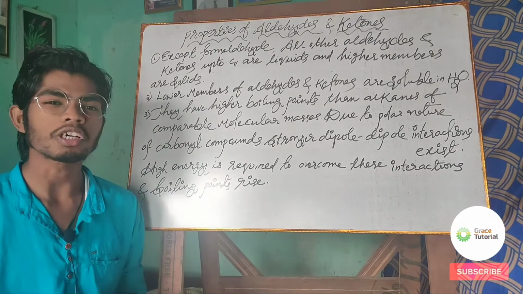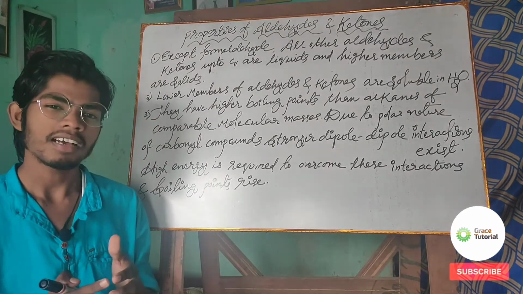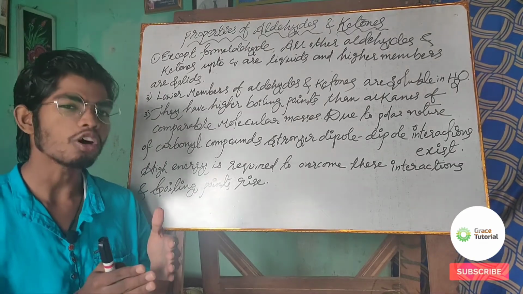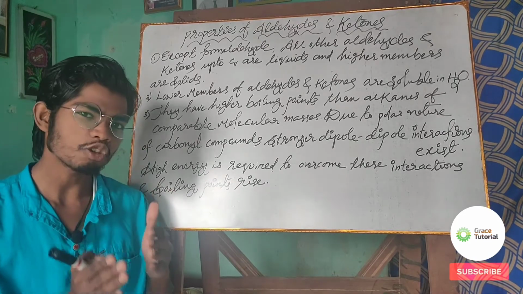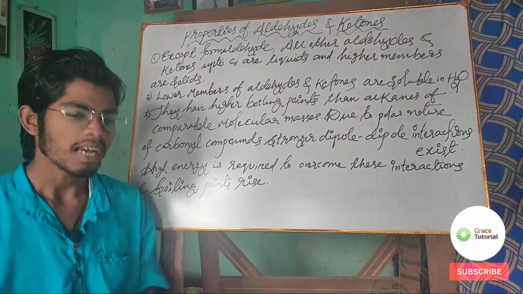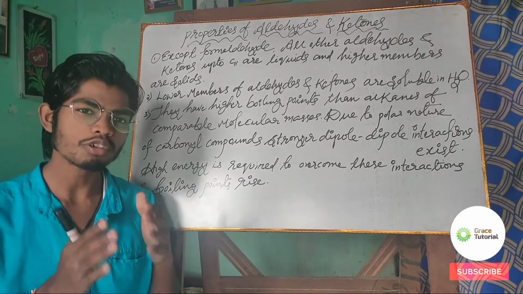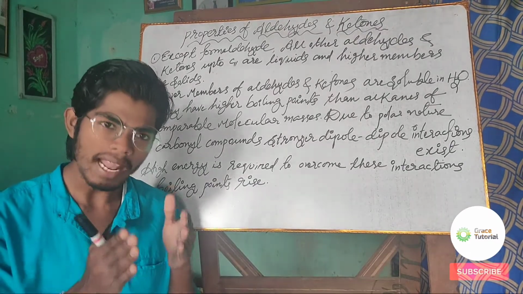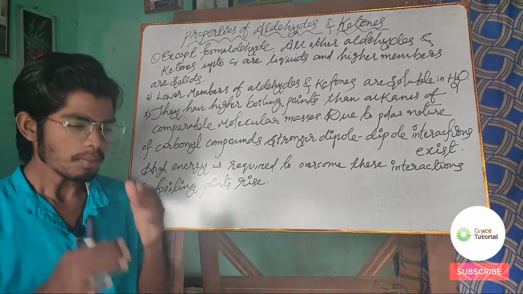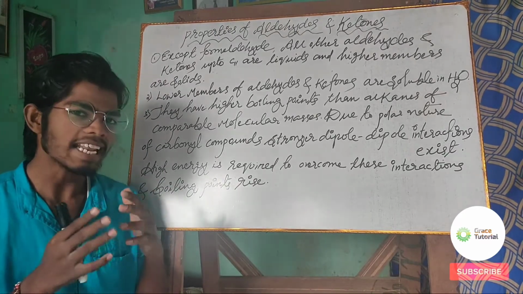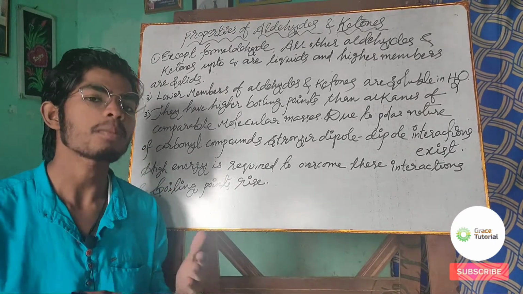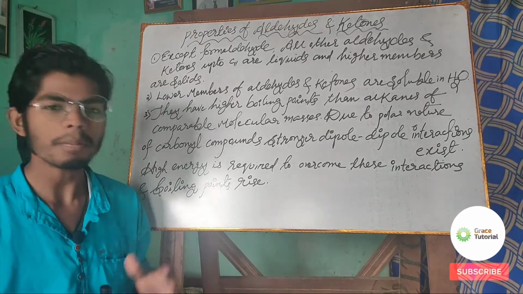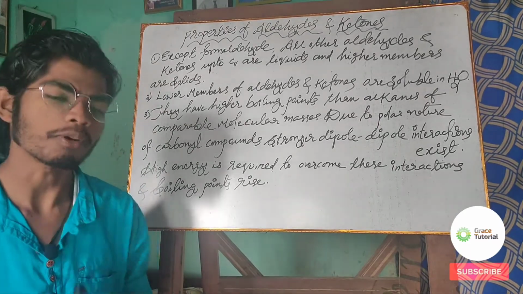In this video lecture, we will be discussing the fifth part of the chapter Aldehydes, Ketones and Carboxylic Acids. Here we are going to discuss the properties of, first of all, aldehydes and ketones. Basically, the properties include two types: one is the physical property, another is the chemical property.